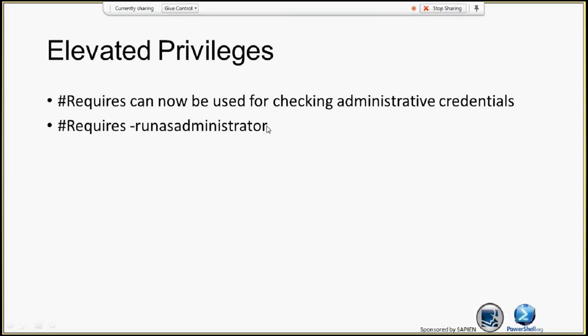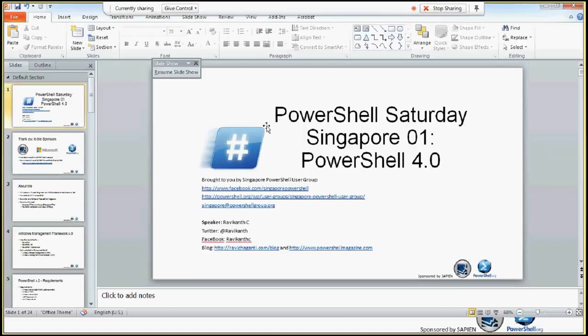Once you have this at the first line or any part of the script, the PowerShell engine will be checking if your console is elevated or not, or the PowerShell host where you're running this script has the administrative privileges or not, and only then does it run the remaining part of the script. So let's quickly see that.